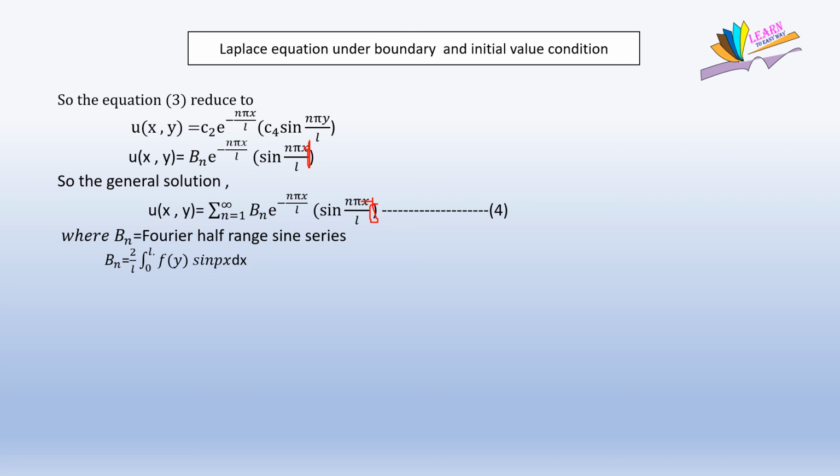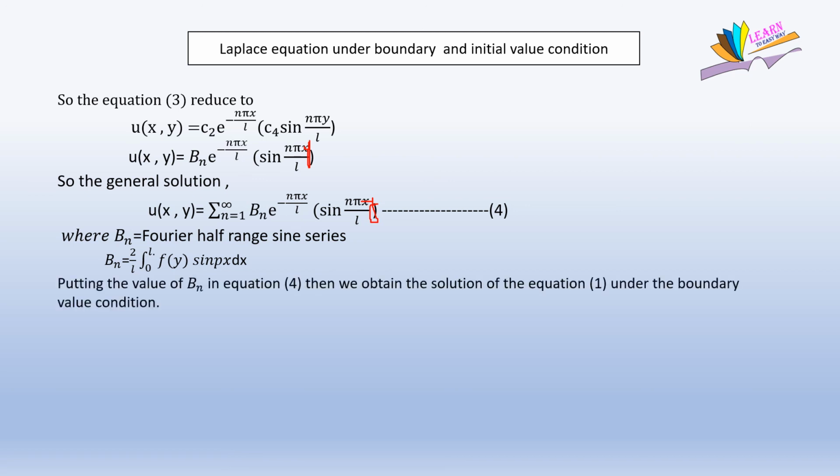Where bn is the Fourier half range sine series, then we can write bn is equal to 2 by L integration of 0 থেকে L f(y) sin px dx, যেখানে p is equal to n pi by L. Putting the value of bn in equation 4, then we obtain the solution of the equation with boundary value condition.